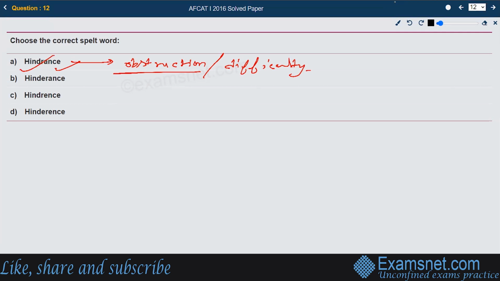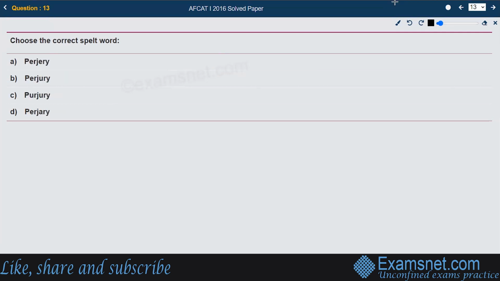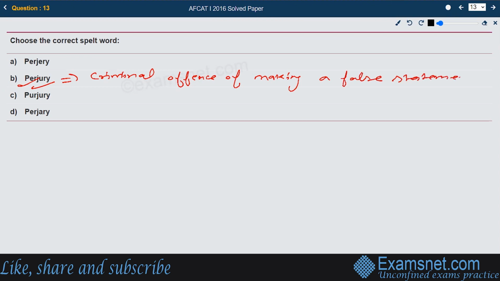Option A is right. Choose the correct spelled word again. We have to look for the spelling. Perjury is the word, and option B has the right spelling of that. What does the word perjury mean? It is the criminal offense of making a false statement under oath. That is the right spelling also.